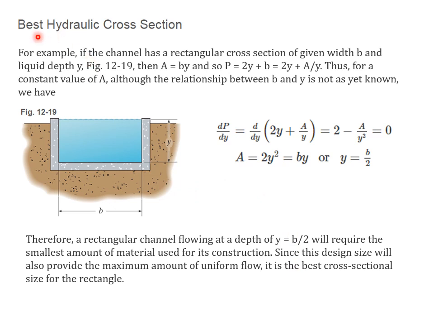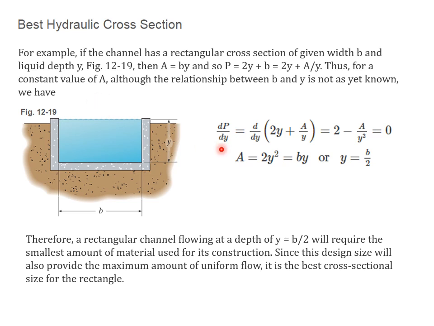So let's take a look at best hydraulic cross-section. In this example, let's suppose that the channel has a rectangular cross-section given by width b and liquid depth y. Then the area is simply b times y, and the perimeter is given by 2y plus b. Notice we don't include the top part since this is just open surface. Thus, for a constant value of A, the relationship between b and y is not as yet known.